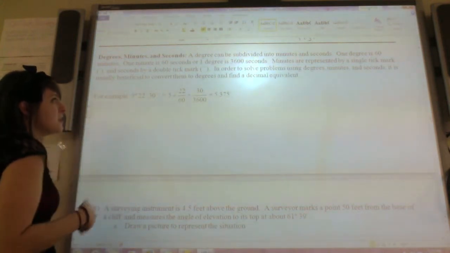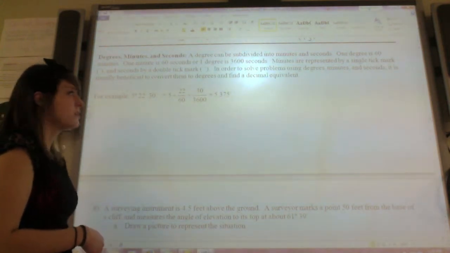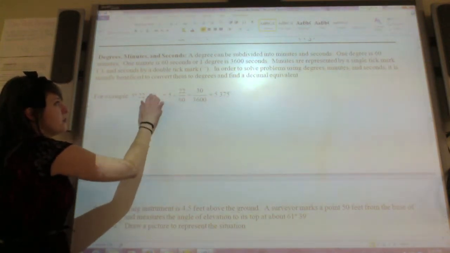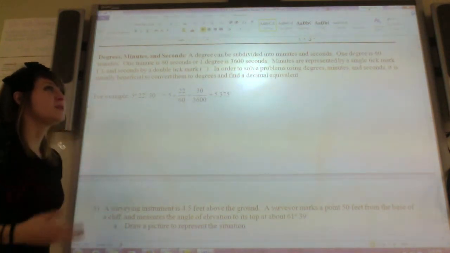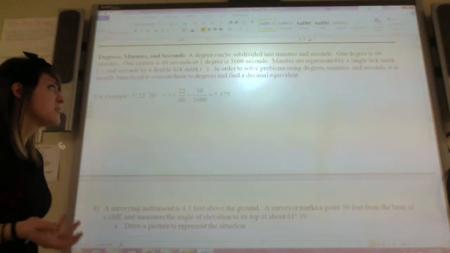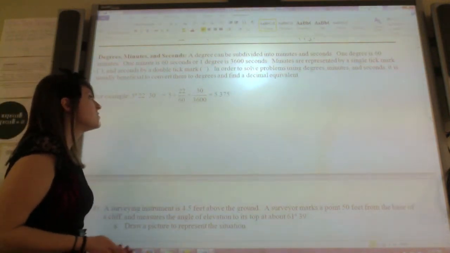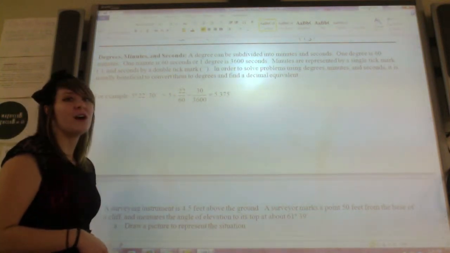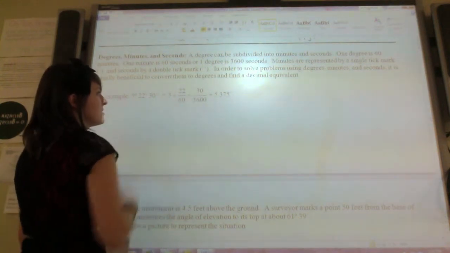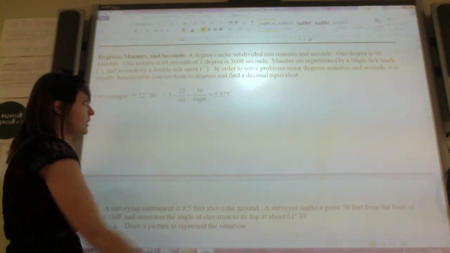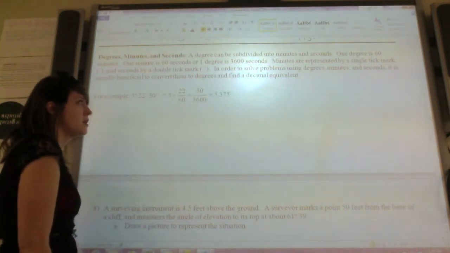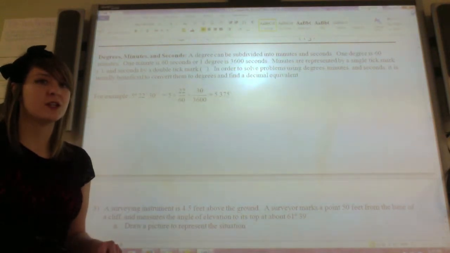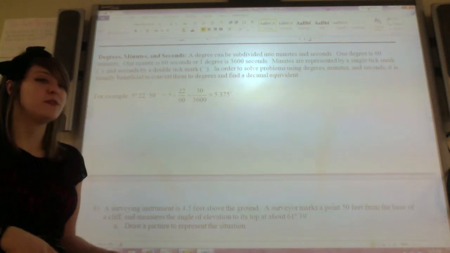If I know that every minute is just 1/60th of a degree, I can rewrite 22 as 22 over 60. And then I know that each one of these is 1/60th of a minute, which is 1/60th of a degree, so 60 times 60 gives me 3,600. So that means that each second is 1 over 3,600 of a degree. So I can rewrite this as 30 over 3,600. And when I do that, that gives me my decimal approximation for degrees. So basically we just want to make sure that we can convert between the decimal approximation and the actual measurement given degrees, minutes, and seconds.